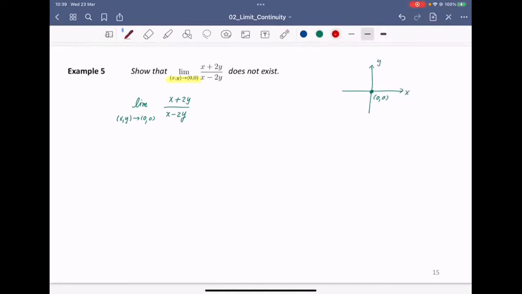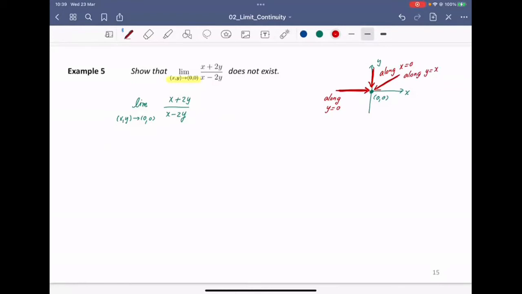You could have so many lines that approach (0,0). The first and easiest is this line: you can come to (0,0) along y = 0. You can also come from the top, along the line x = 0. That's okay too. And you can come to the point (0,0) along this line, which is the line y = x.